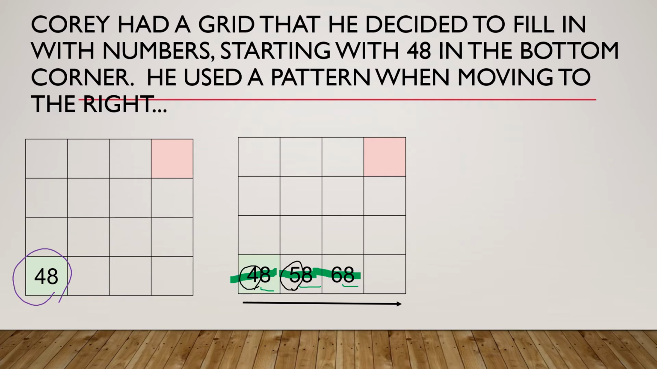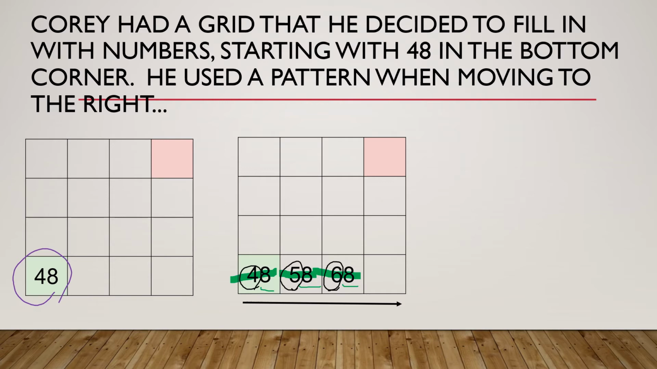Then we have 68. Wait a minute, I see that pattern. The number in the ones place stayed the same. We have an 8, an 8, and an 8. But look at the number in the tens place. We have a 4. We increased by 1 to 5, so 48 plus 10 is 58. Then we increased another 1 in the tens column to 6 tens, so that makes 68.